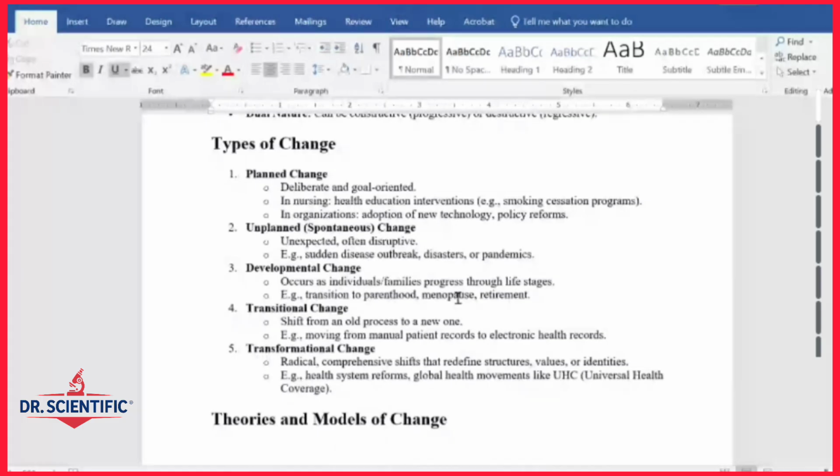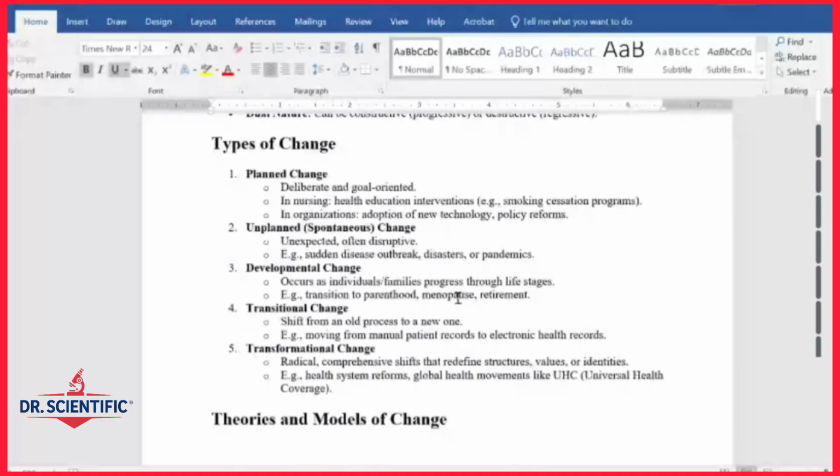So you can imagine how change can bring a lot of havoc in our environment. And then you have got developmental change. This one occurs specifically to you and even to me, from the time when you are born up to this particular level where you are.